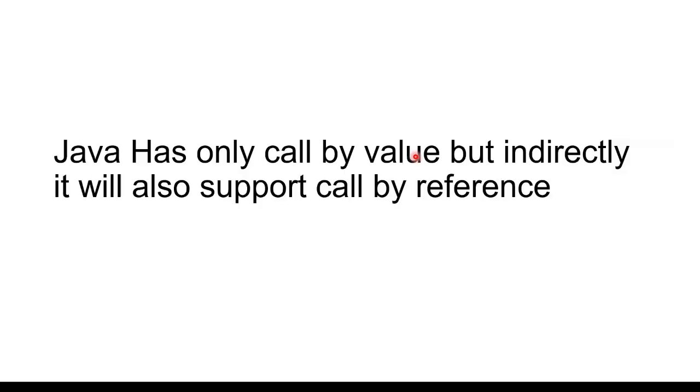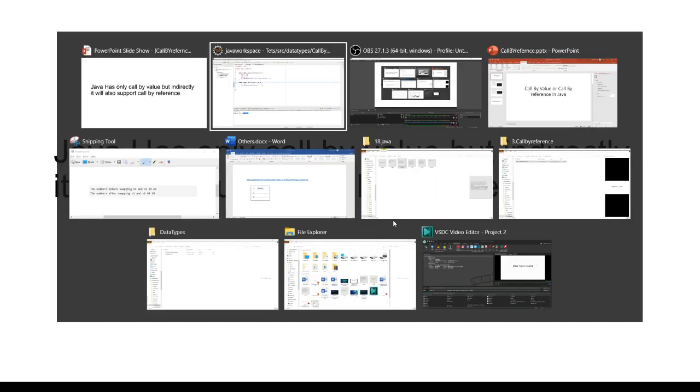Now, Java has only call by value, but indirectly it also supports call by reference. It means the whole Java process works based on call by value only, but indirectly it will support call by reference. So we will see with an example.